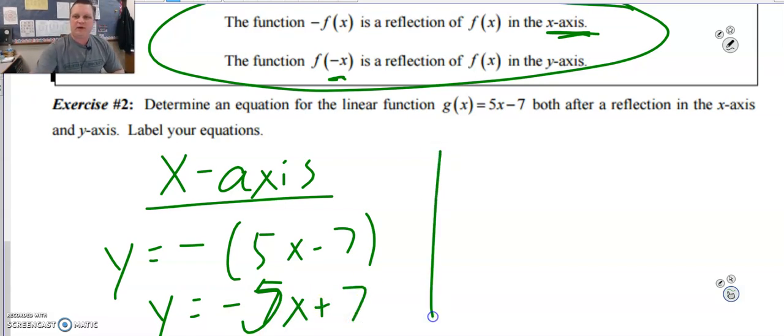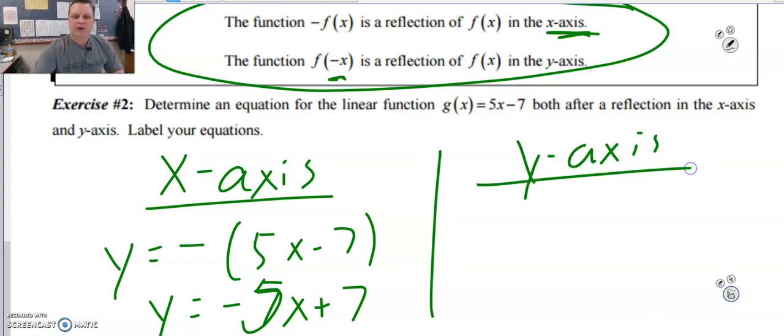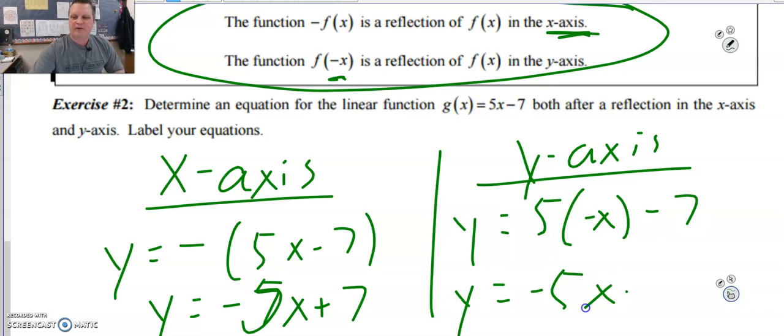All right, if we have the y-axis, we plug in, and I'm going to have another y here, 5 negative x minus 7, so it becomes negative 5x minus 7. So the first one you have the negation in front, distribute it through. The second one you have to put a negative x in for every place you see an x.